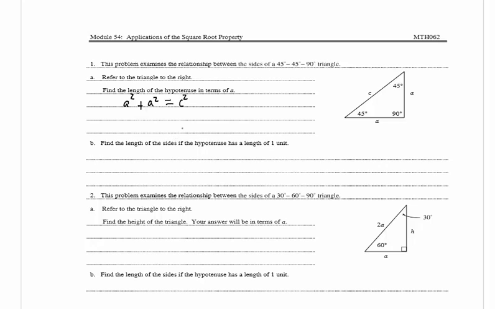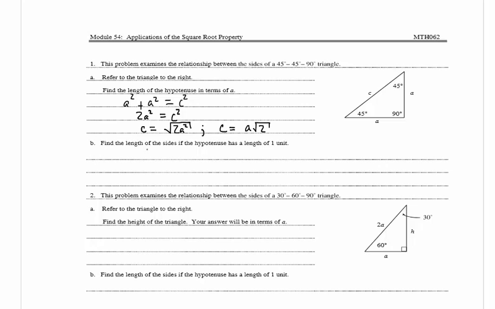And now we want to solve for c. So we're going to have 2a squared, and that's equal to c squared. And now to solve for c, we're going to take the square root of both sides, and we're going to get c is equal to the square root of 2a squared. And the square root of a squared is a. So we can rewrite this as c is equal to a times the square root of 2.